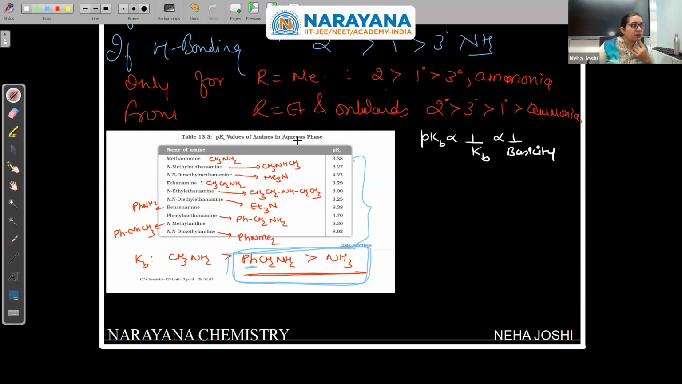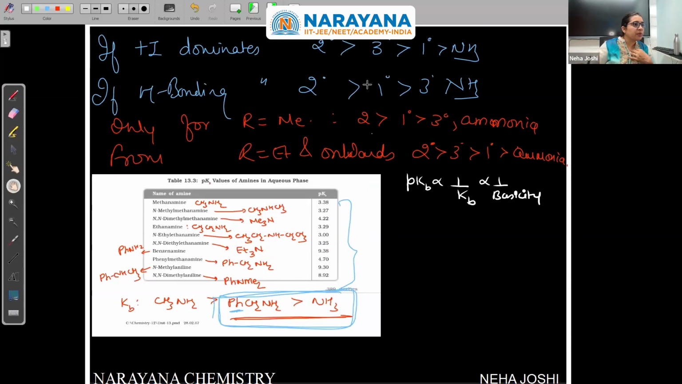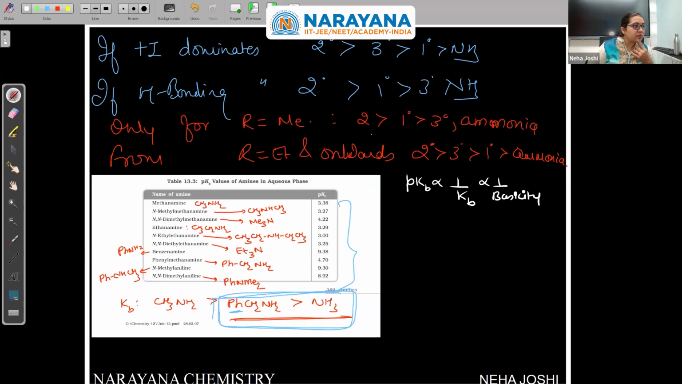And pKb values of amines in aqueous phase, it is clearly mentioned. So let us see Me3N, 4.22. Okay, 3 degree methyl. Let me write 3 degree and methyl. Here pKb values as per NCERT. Me3N is 4.22.